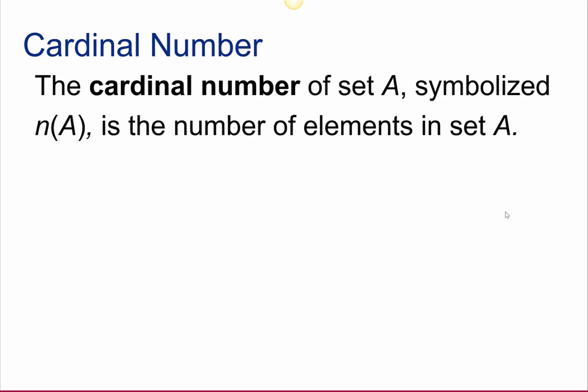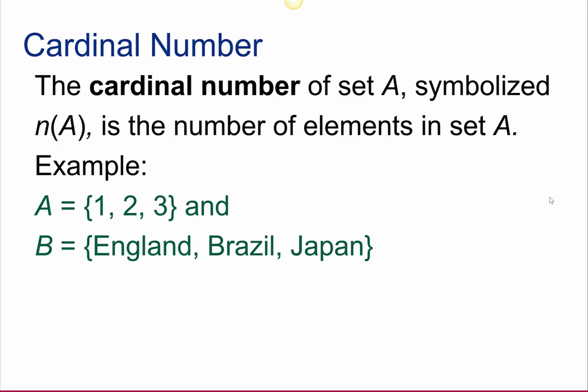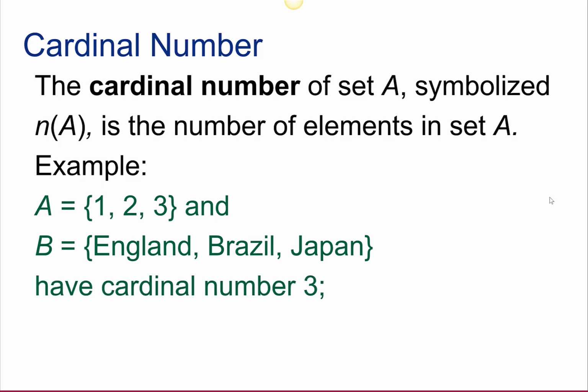The cardinal number of a set, which is symbolized with this nomenclature right here, n, paren, capital, and then the name of the set, is the number of elements in set A. For example, if we have A, which contains the elements 1, 2, and 3, and B, which contains the elements England, Brazil, and Japan, both have the cardinal number of 3.